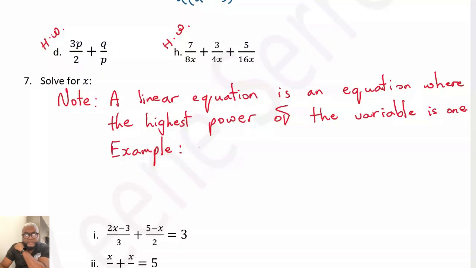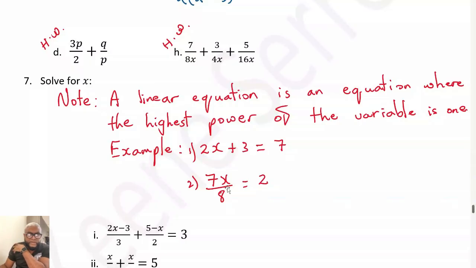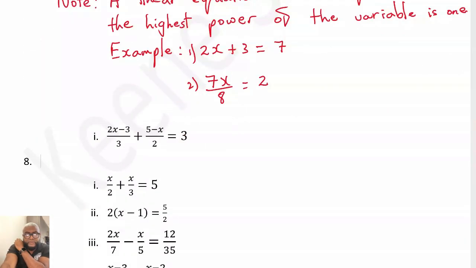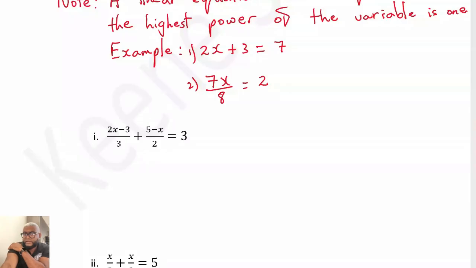Example is like 2x plus 3 equals 7. Or if you have 7x over 8 is equal to 2, these kinds of things. There's one variable, and the power is 1. These are linear equations, right? So we're going to jump into this question here.